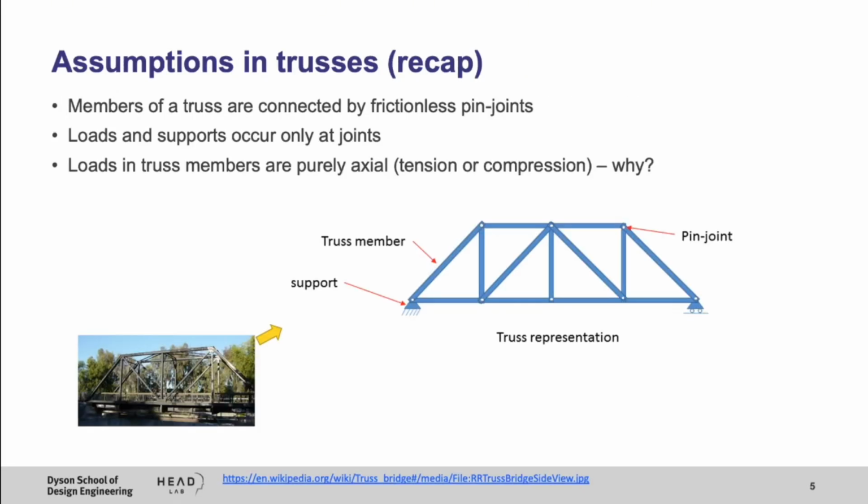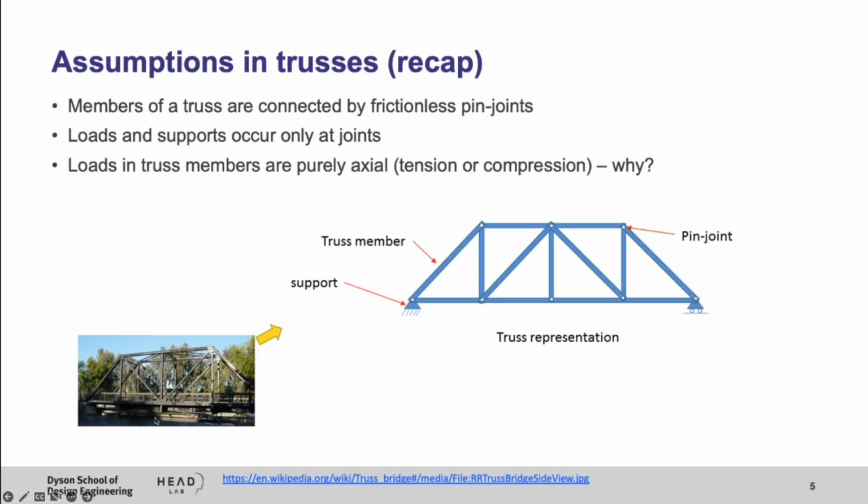Before starting to discuss the theory of truss elements, we need to recap the assumptions in trusses. One of the assumptions is that members of a truss are connected by frictionless pin joints. This is a simplification, but a simplification that works really well. Loads and supports occur only at joints. And finally, loads in truss members are purely axial, either in tension or compression. I'm sure you can work it out yourself why this is the case. If not, just look at a classical mechanics book.